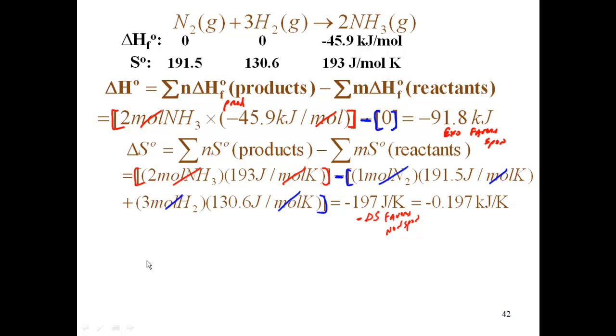Now notice I went from negative 197 joules per Kelvin to negative 0.197 kilojoules per Kelvin. Basically, I divided by 1,000 and changed from joules to kilojoules. Why did I do that? Well, when I plug it into my delta G equation, I need to subtract apples from apples. So I need to subtract kilojoules from kilojoules, or joules from joules. So I chose to do kilojoules. I did that little conversion before plugging it into my equation. I have to have the same unit to be able to subtract values.